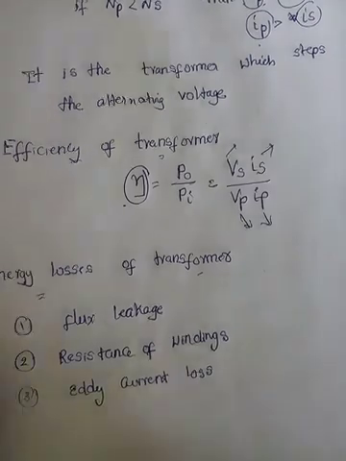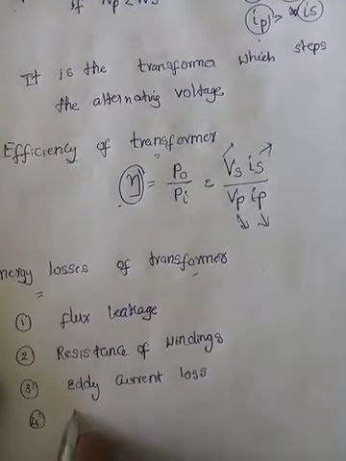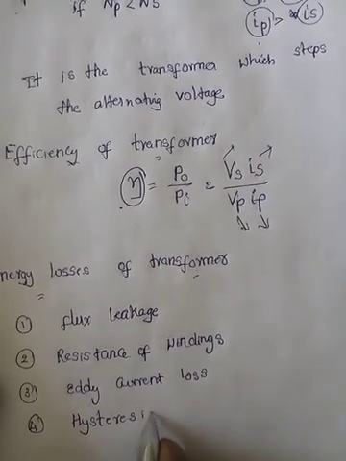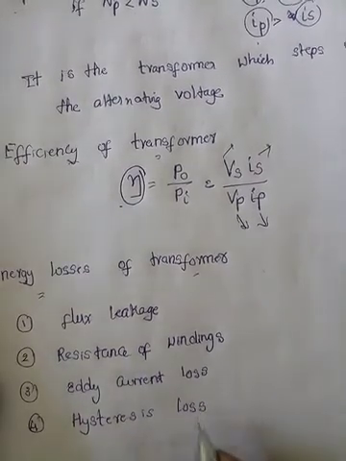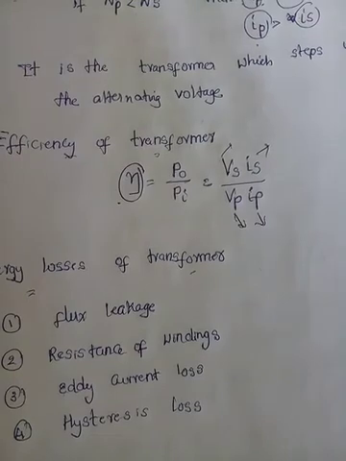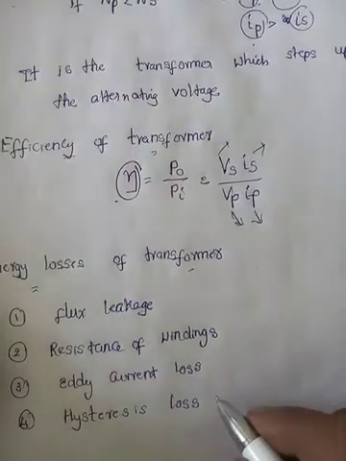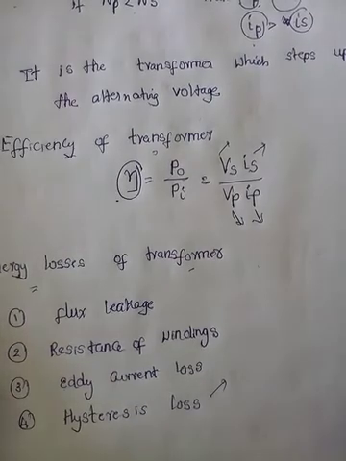Last one. This actually is not there in the syllabus. Hysteresis loss. It means that when a magnet undergoes continuous variation, it loses energy. So by selecting a soft magnetic material, we can reduce this hysteresis loss.